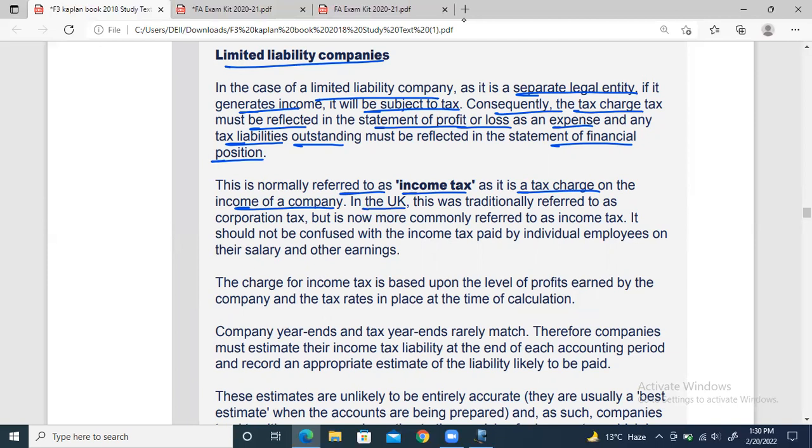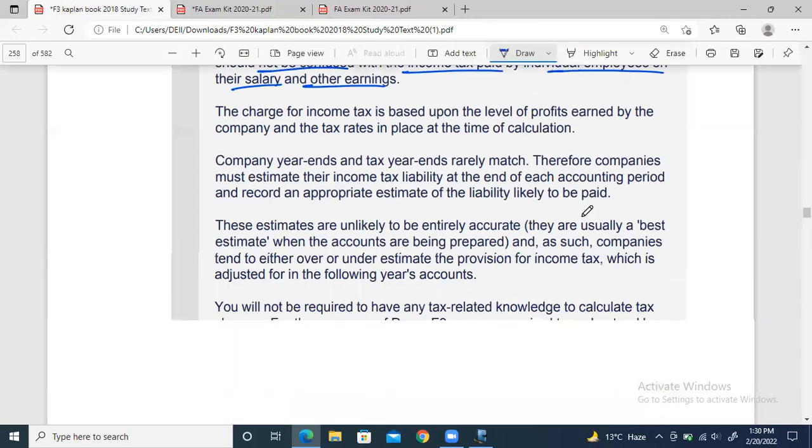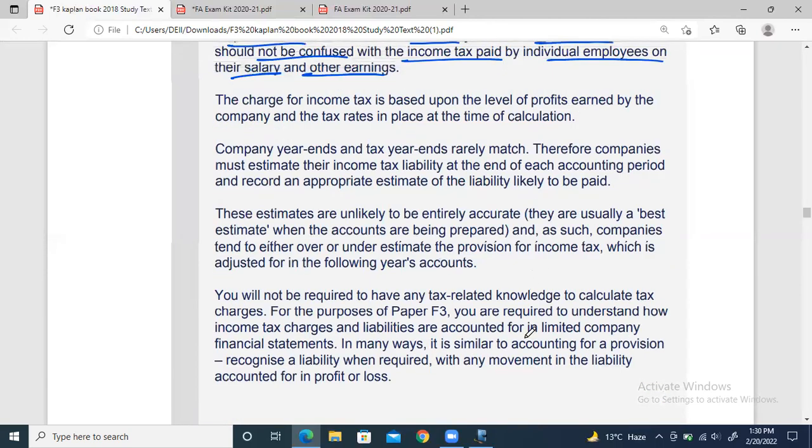In the UK, this was traditionally referred to as corporation tax, but is now more commonly called income tax. So corporation tax was the old word for this. It should not be confused with the income tax paid by individual employees on their salaries and other earnings. That is a separate thing. This is the income tax for the companies, not the individuals. Okay, so the remaining items you can read yourself.